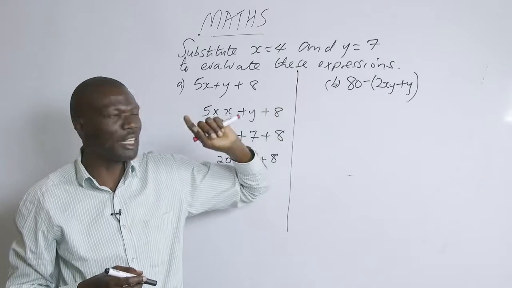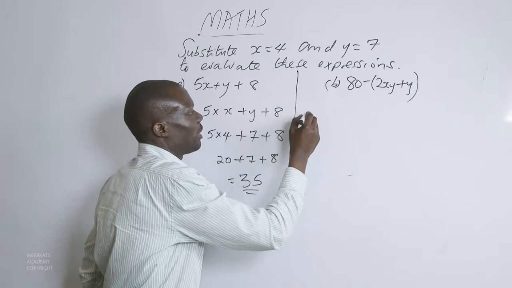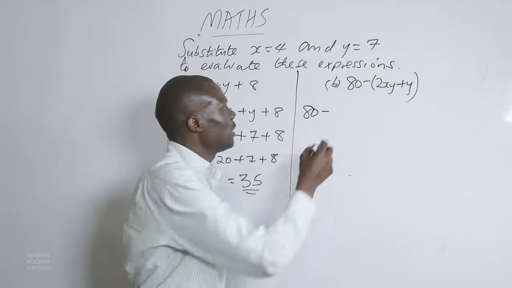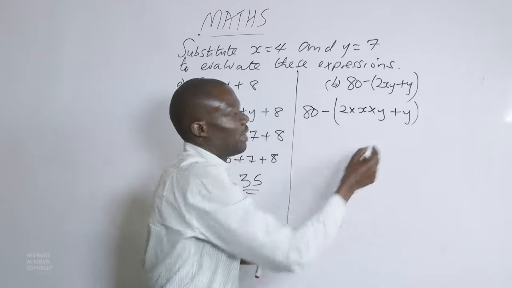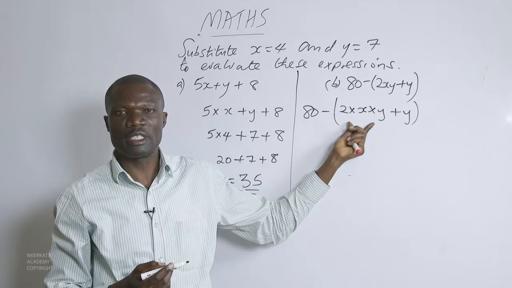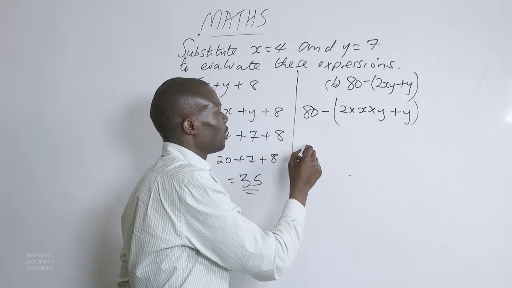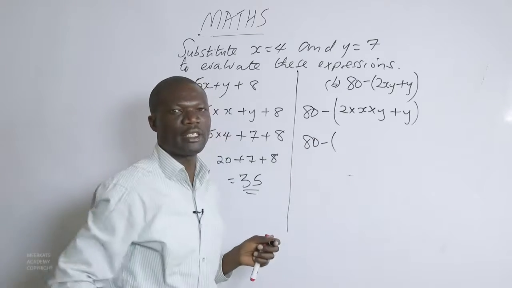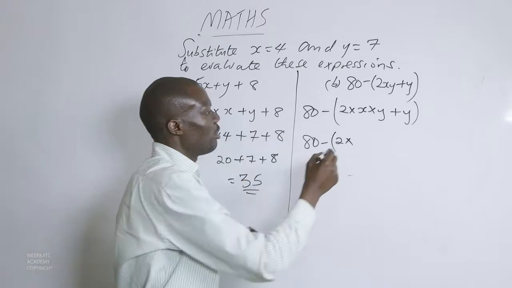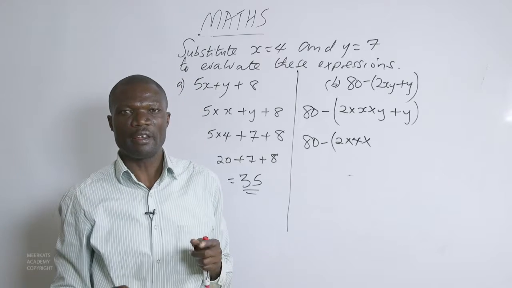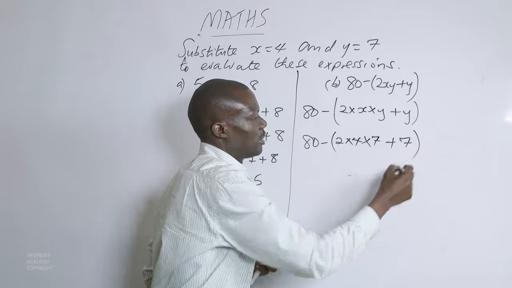2xy means what? As we said earlier on, we don't just carry the values and place them there. So we shall rewrite this as 80 minus, inside the bracket, 2 times x times y, and then plus y. I've broken this down so that we don't make the mistake of bringing in the values without knowing their meaning. Substituting, we have 80 minus, in brackets, 2 multiplied by x. x is 4, I bring in 4, multiplied by y. y is 7, bring in 7, and then plus y, and y is also 7.